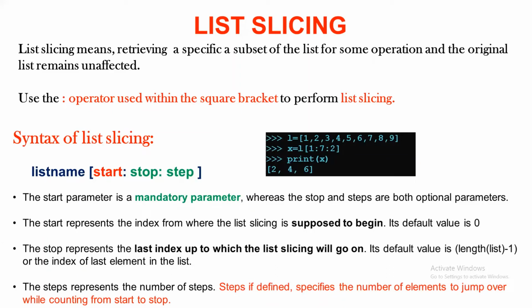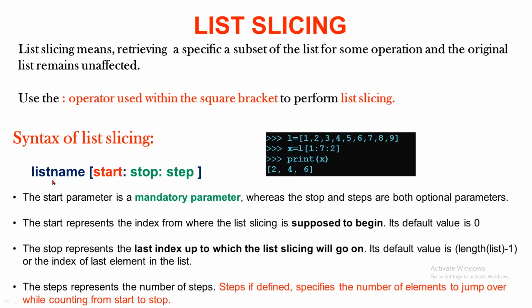So list slicing means I have a set of elements within the list. I want to retrieve only a subset of elements from the list and do some operation, and the original list will be remaining unaffected. So that is called list slicing, and this is done by using the colon symbol. The colon operator is used within the square brackets, and we do the list slicing.